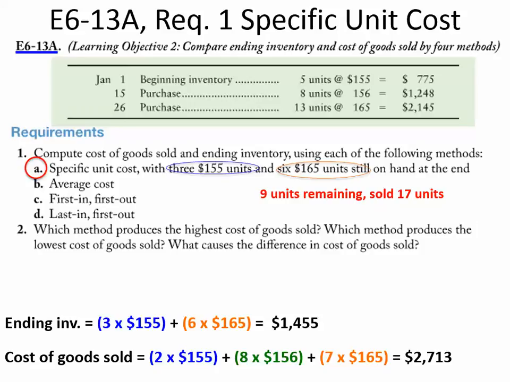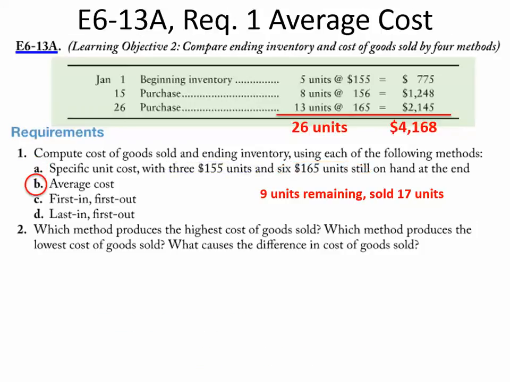Now let's move on to the average cost method. Now average cost method, we're going to have to do a little more work for this one. First of all, we're going to add up the number of units we had available. The 5 plus the 8 plus the 13 is 26 units. Then we're going to add up the cost of all those. So I'm going to add the 775, the 1,248, and the 2,145, and I get 4,168. Remember the 9 and the 17, we did those already. I'm just leaving those on there for reference.